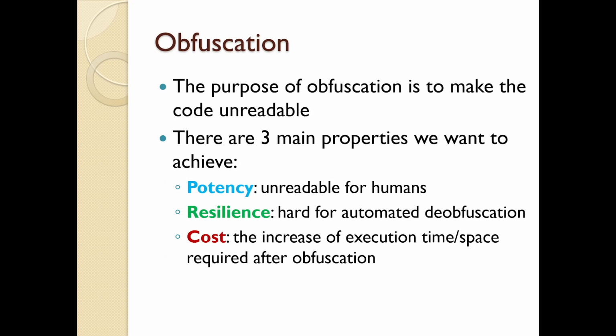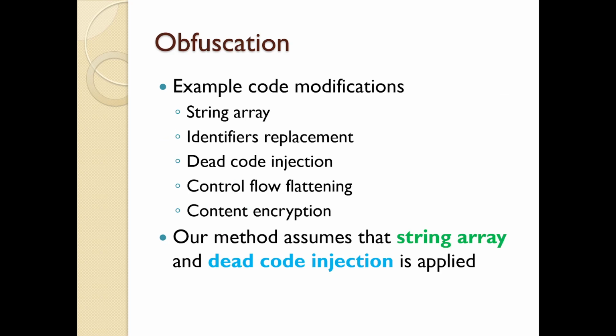The main purpose of obfuscation is to make the code unreadable. That's the main goal here. However, usually when we talk about obfuscation, we want to evaluate three main properties: the potency, the main goal here; resilience, resistance to automated deobfuscation; and the cost, the increase of execution time and space required after obfuscation, since obfuscation usually increases the size of the code, which then takes longer to execute.